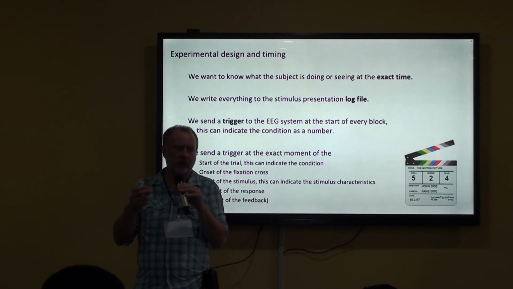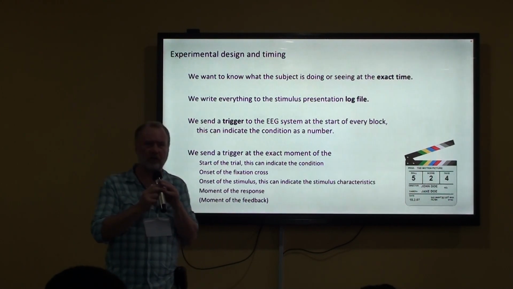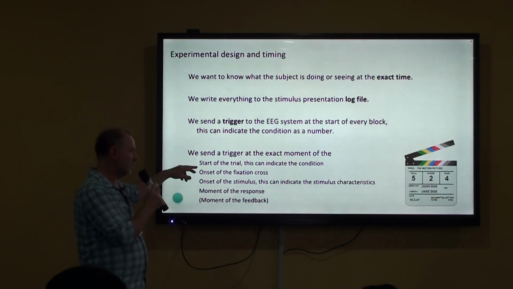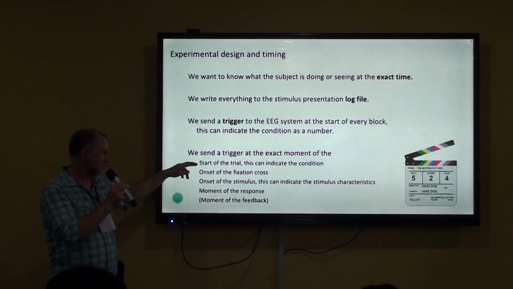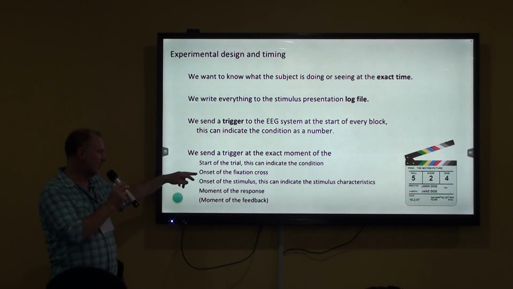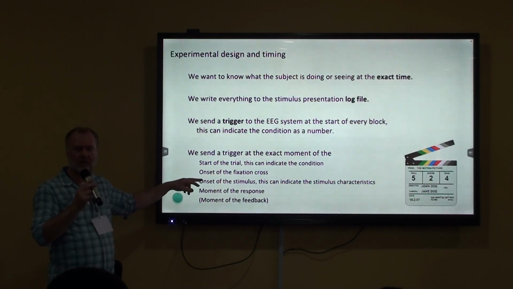And that means that we can send triggers at multiple moments in time. For example, we can send a trigger at the start of the trial, at the onset of the fixation cross, at the onset of the stimulus. So this is where the stimulus code will be used.